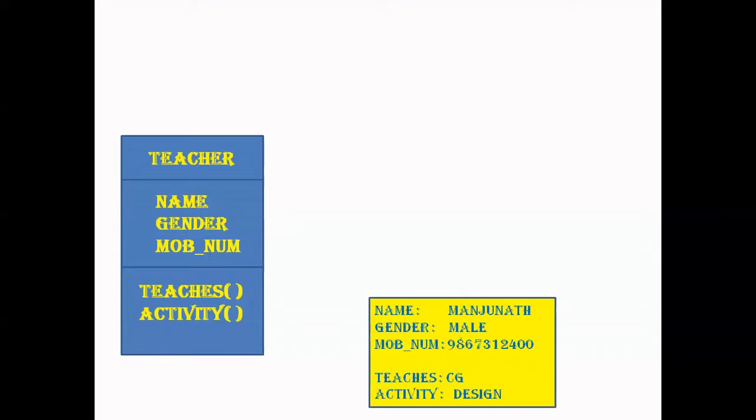Now what is an object then? Here, an object will have values. Objects are the ones which are instances of the class. I can tell it is the instance of the class. Now, what is the instance of the class we have seen here? That is name, gender, and mobile, the properties, and the teacher's activity.